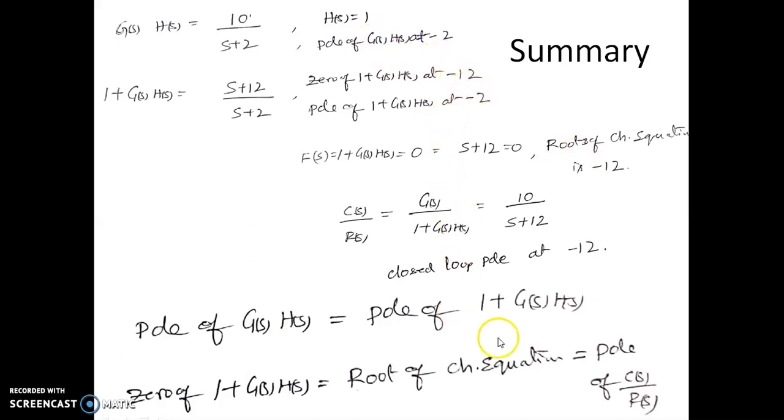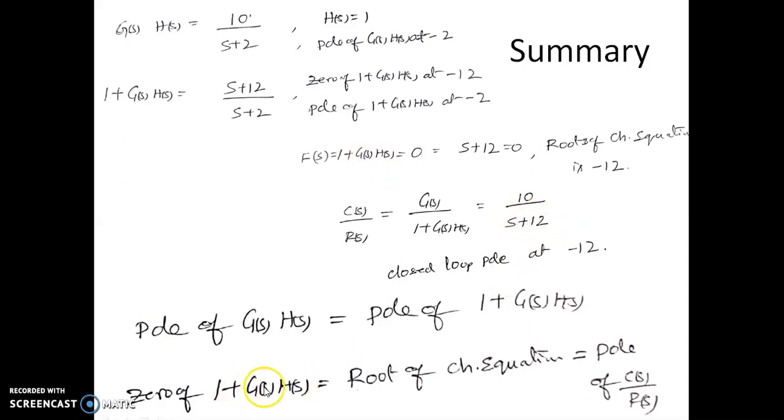Next, it also says that this is equal to the pole of C(s) by R(s), that is, the closed loop pole. It's again at minus 12. This is minus 12, this is also minus 12, this is also minus 12. This is the zero of 1 plus G(s)H(s), this is the root of the characteristic equation, and this is the pole of the closed loop transfer function.